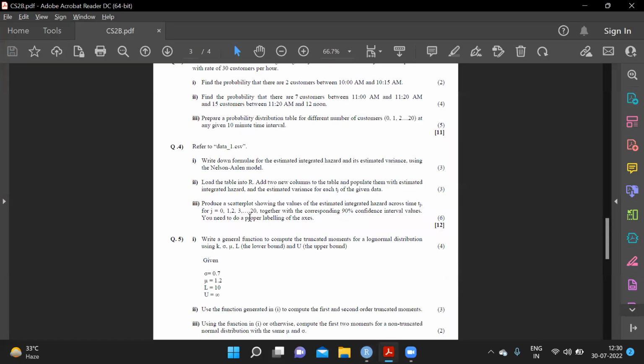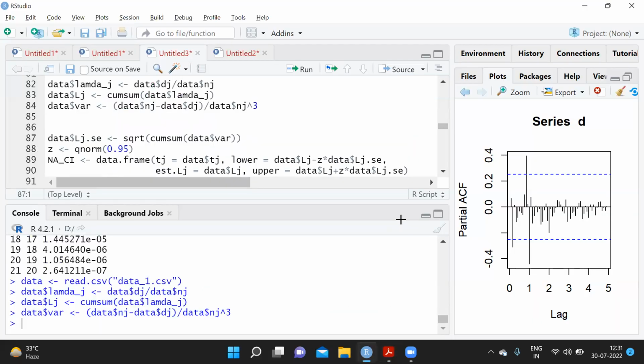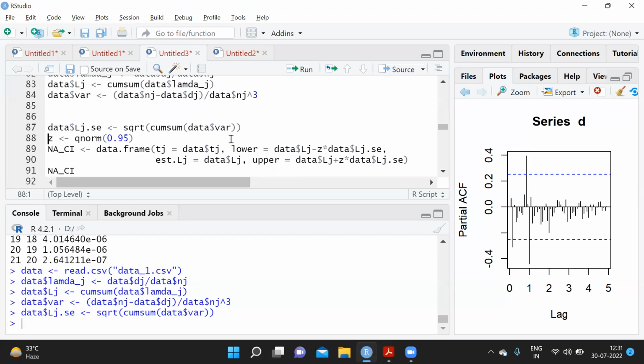Then we have produce a scatter plot showing the values of the estimated integrated hazard across Tj for j equals 0 to 20, together with the 90% confidence interval values. So we'll first find the standard error. Standard error is the cumulative sum of variance. Z is qnorm of 0.95 since 90% confidence interval, two-sided test. So we'll take 5% on each side.